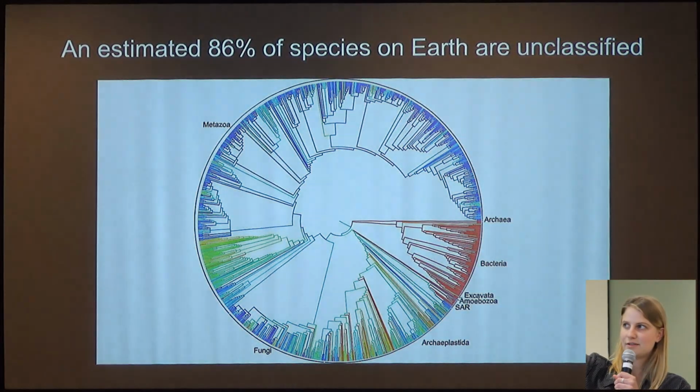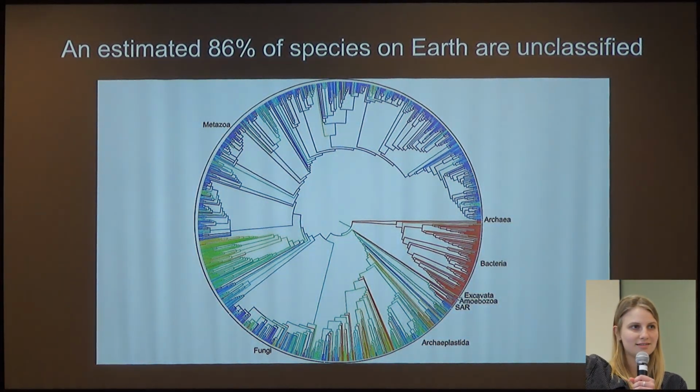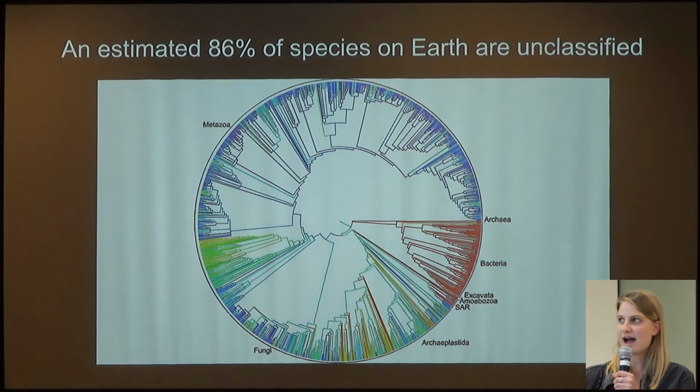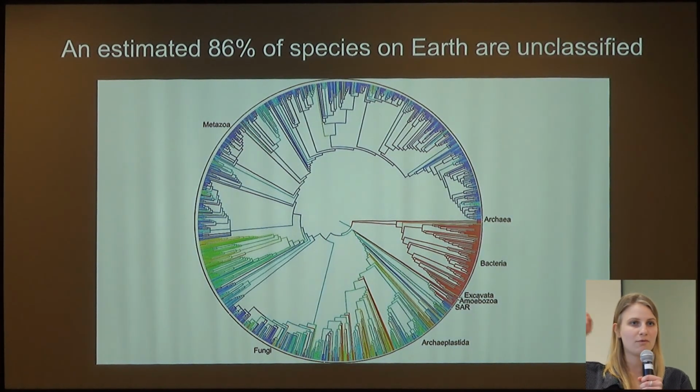Has anyone in the room seen one of these before? Like a few people. So this is the tree of life. It's super cool. This basically outlines all of the species that we know exist on the planet now. We've named it, we've located it in the tree of life. But it turns out that about 86% of species on the planet are not classified at this point in time. And that's an issue. We need to know what biodiversity exists on the planet.